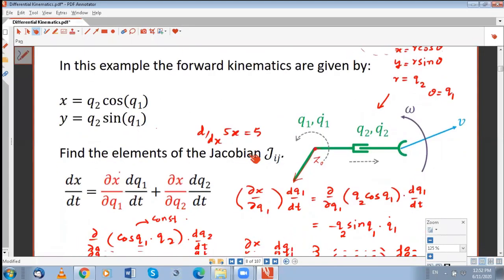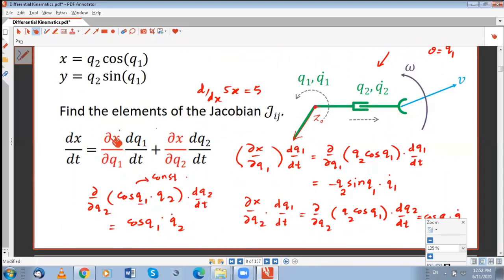Okay, and then we take partials of this. We take x, it's q2 cos q1, and take its partial with respect to q1. Treat q2 as constant, so it will come as it is, and instead of cos q1, we'll get minus sine q1. And then, of course, you have to take further the derivative of q1 with respect to time.